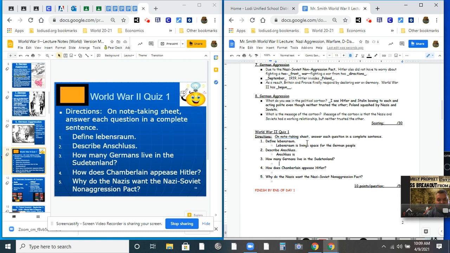Germans live in the Sudetenland. You can't say they. You've got to use the proper nouns. Otherwise, you're not going to have a sentence. And you have to have some words from the question in there. But there's a lot of words in the question that are proper nouns. So those are the ones you should use. Hitler appeases Hitler by. That's how you want to start it. Right? Go ahead and finish the quiz and call it an end to day one.